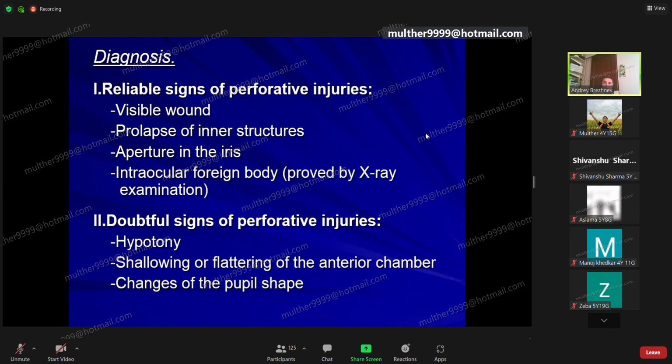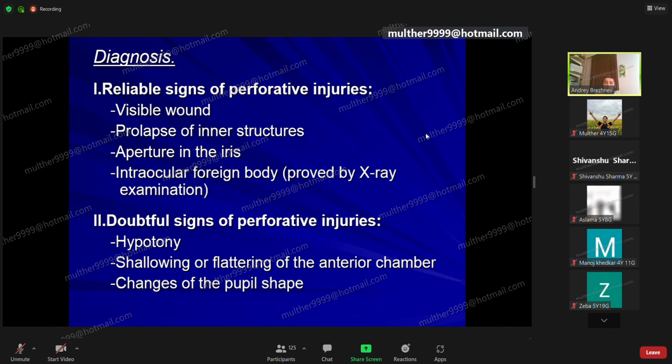Doubtful signs of perforative injuries. Hypotony. We can see a decrease of intraocular pressure in such patients. Of course, hypotony may be a result of other types of traumas. Just several minutes ago, we discussed hypotony as a symptom of contusional injury, dull trauma, but not perforation. But if you see hypotony, you can suggest that this is the result of the loss of the inner contents of the eyeball through the wound.